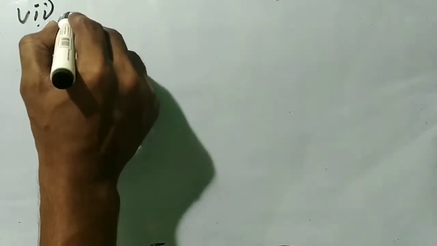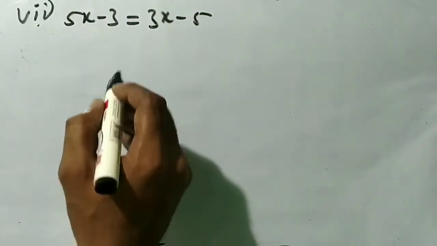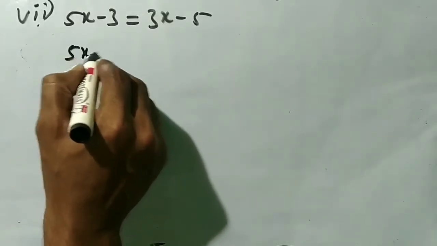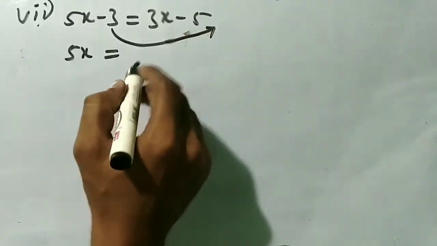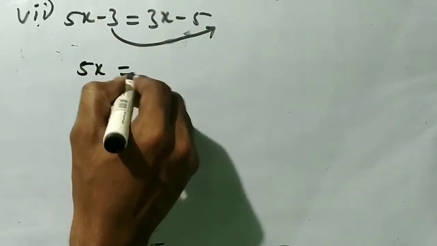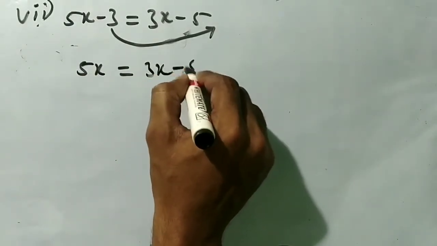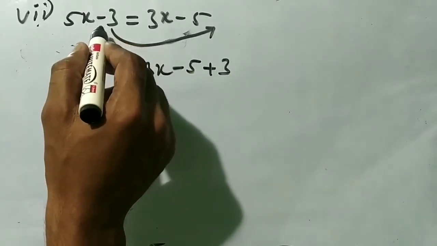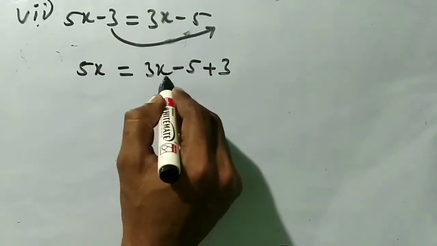Go to the 7th one. It is a little bit lengthy: 5x minus 3 is equal to 3x minus 5. Here minus 3, when it goes to the RHS, becomes plus. So 5x is equal to 3x minus 5 plus 3, because minus 3 becomes plus 3 when transferred from the LHS to the RHS.